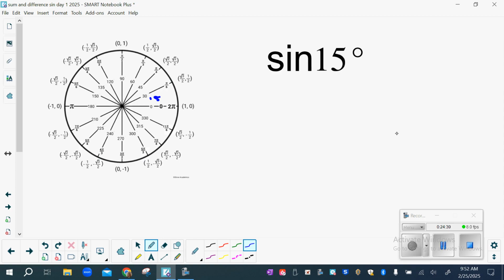So for me, I did 45 take away 30. Are there a ton? Could you literally do 300 take away 315? Yeah. Or 315 take away 300? Absolutely. Like, that's easy. I don't care what you use, but pick 2 that when you subtract them will give you 15. So this is going to be a difference one. I did 45 minus 30.